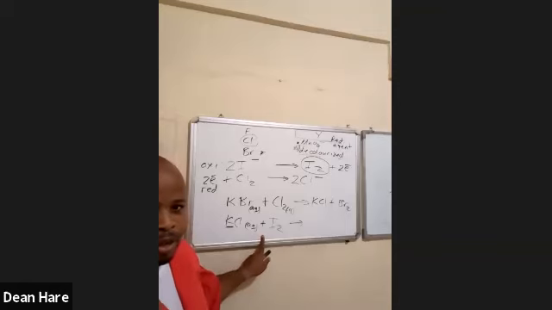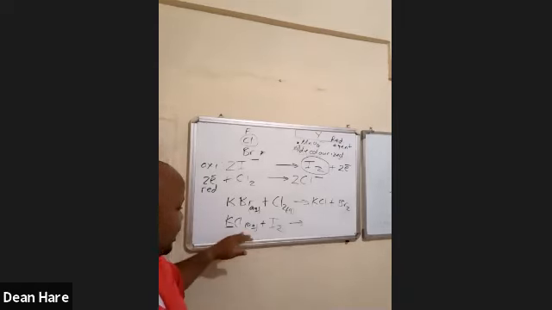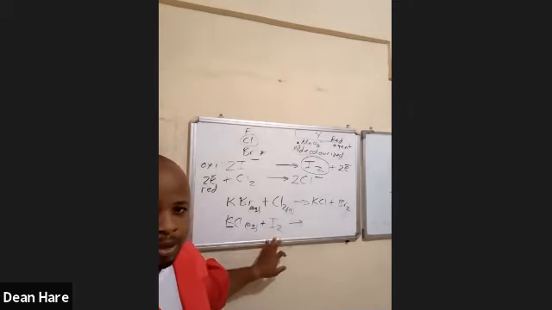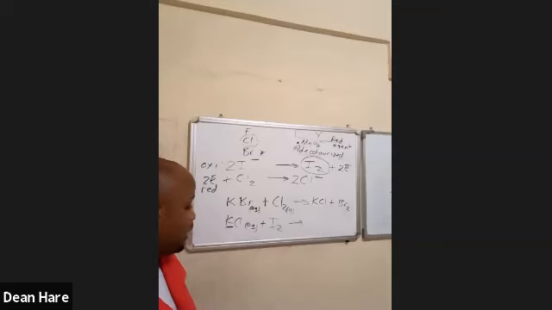Tell me what you would write. If I ask you to write your expected observation when you react KCl and I2, what would be your expected observation? No visible reaction. That is correct. No visible reaction would take place.